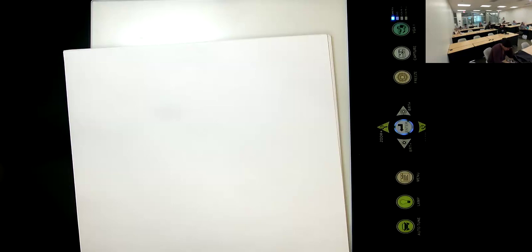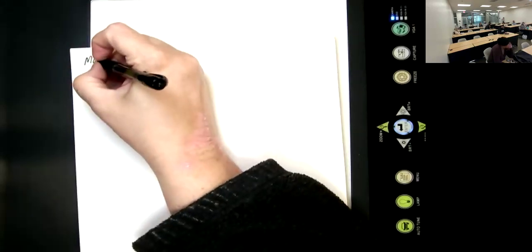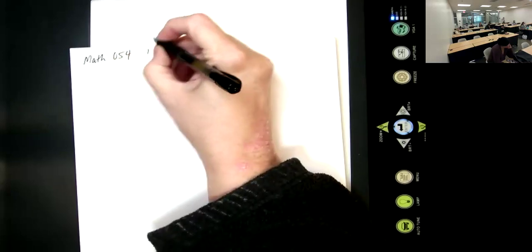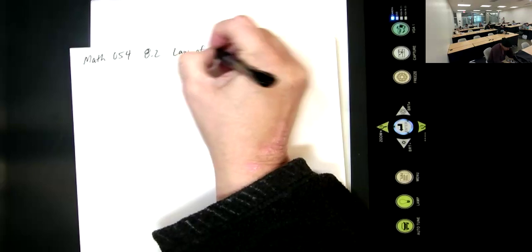For the people that are watching on video, this is Math 54. Well, I hate giving them numbers because the numbering is going to change. This is pre-calculus B or trigonometry. We're doing 8.2, and this is covering law of cosines today.